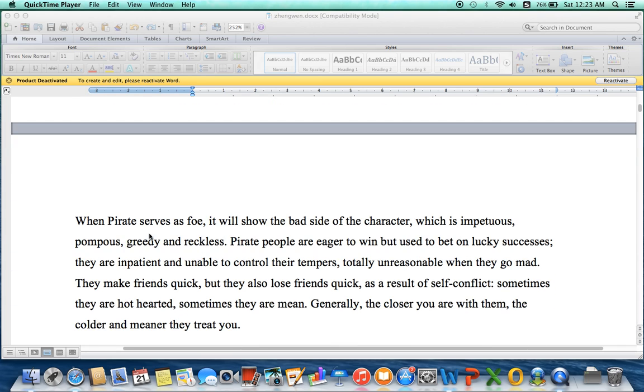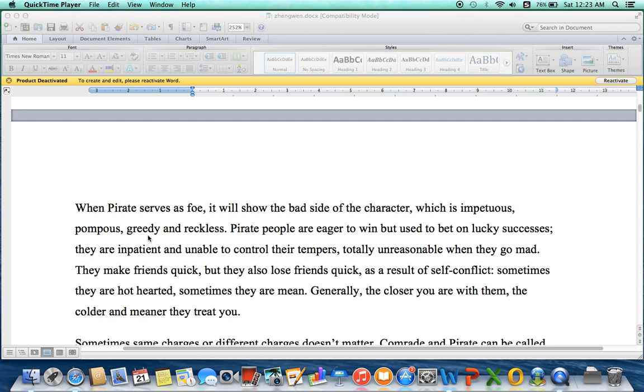And the bad thing about pirate is they are cocky, greedy, reckless, eager to win, but too reckless and impatient, and unable to control their tempers. When they go mad, it is totally unreasonable. Make friends quick, lose friends quick. And they're always in self-conflict inside of them.